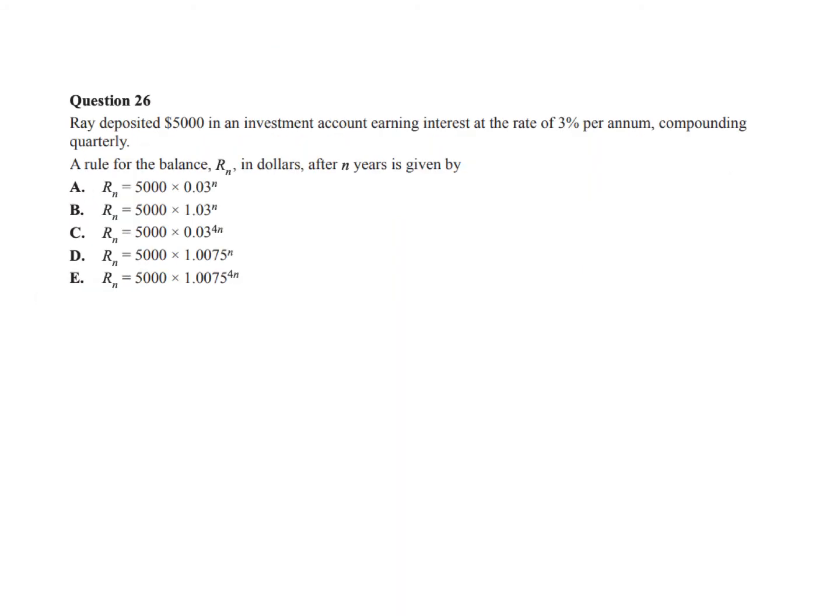So Ray deposits 5,000 into an investment account, earning interest at a rate of 3% per annum, compounding quarterly. So straight away, once I see it's compounding, I'm going to think of Finance Solver. So he invests, okay, PV, 3% per annum, that's I, or little r, and compounding quarterly, so PPY equals 4.